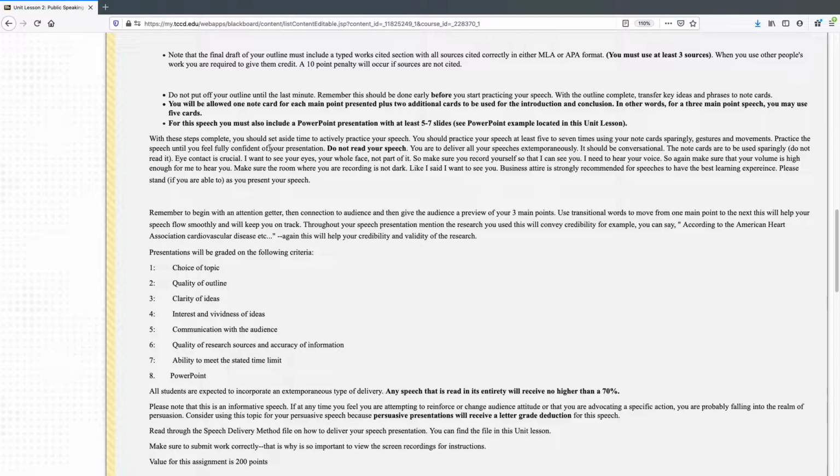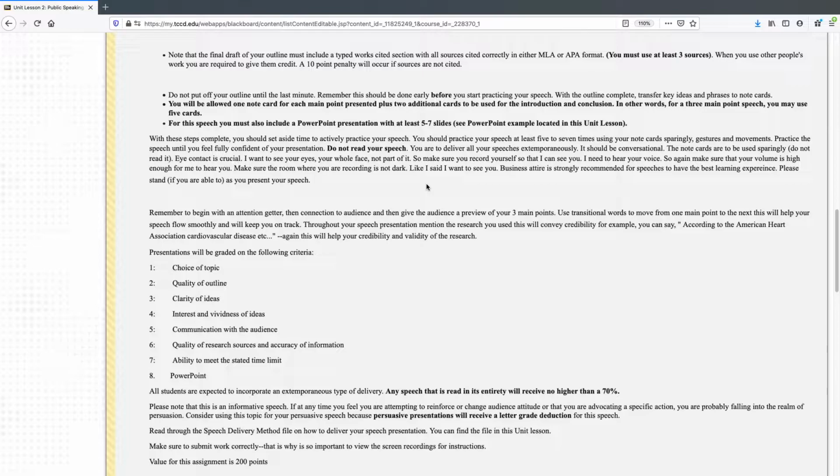With these steps complete, set aside time to actively practice your speech. You should practice your speech at least 5 to 7 times, using your note cards sparingly, using your gestures and movements. Practice the speech until you feel fully confident of your presentation. Please do not read your speech. You are to deliver all your speeches extemporaneously.